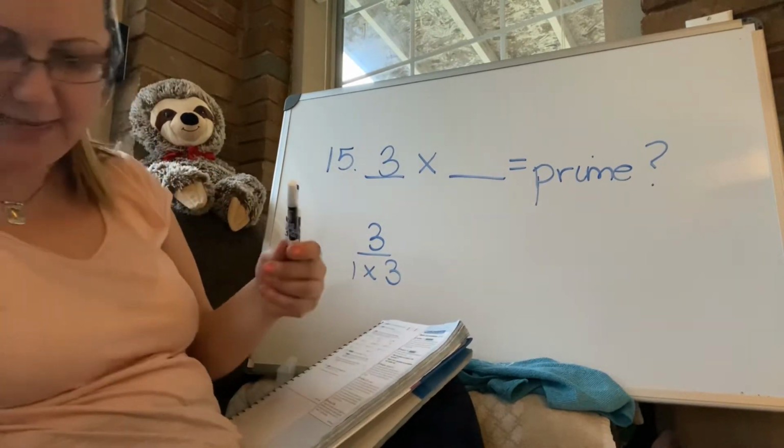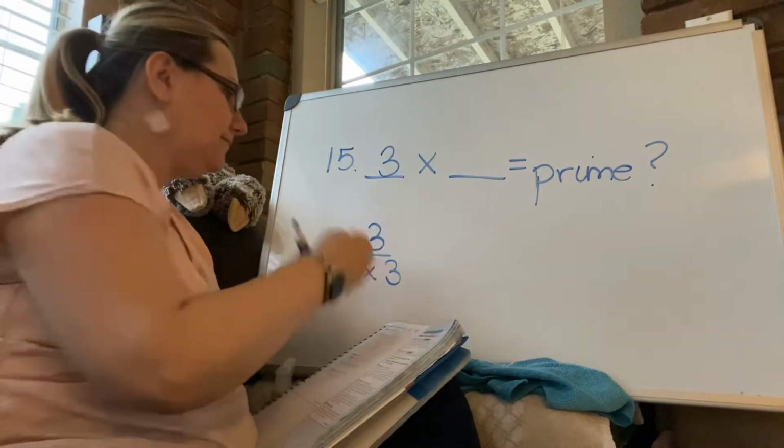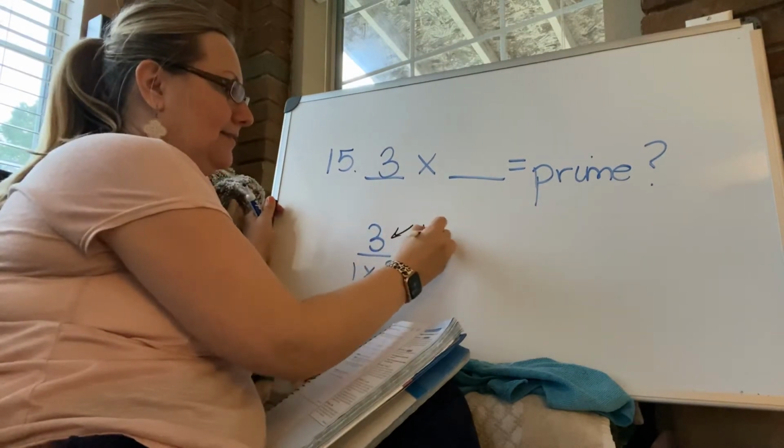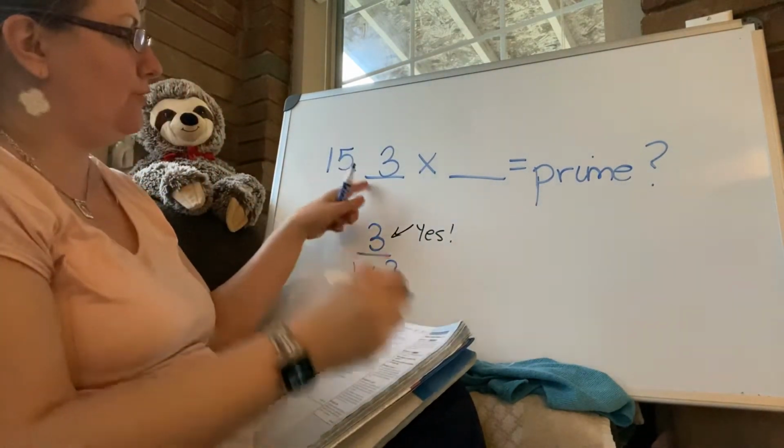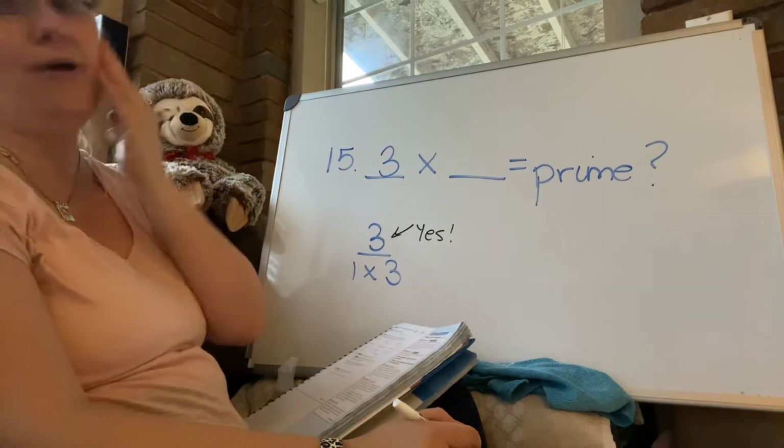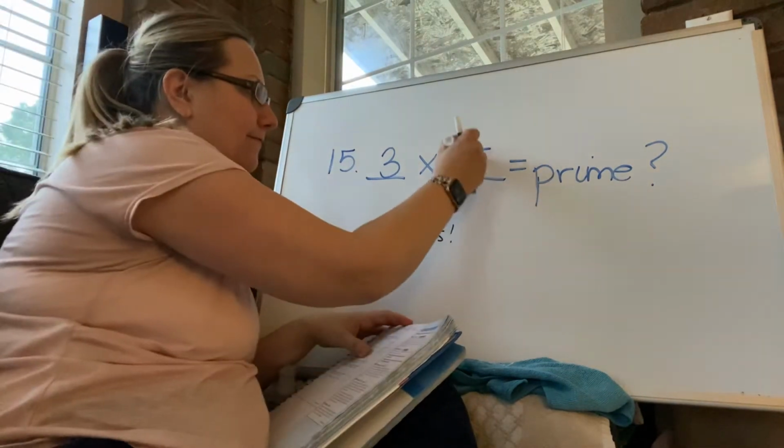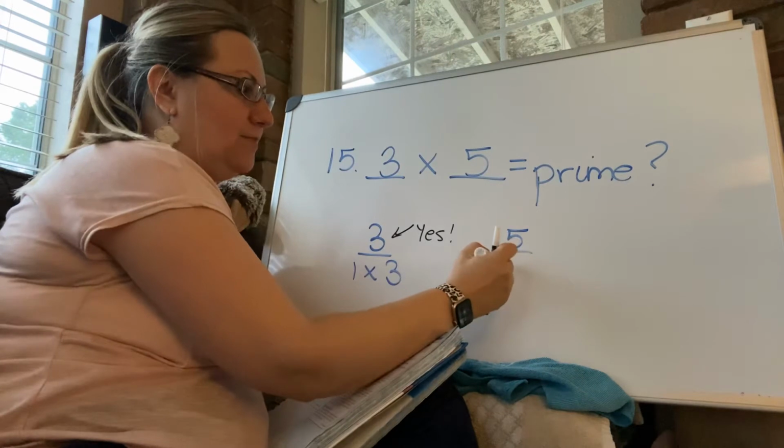Where is my red pen? It kind of lost it. Okay. So this is like, yes, that is a prime number. So 3, and then let's try another prime number. How about 5? Check to see if 5 is a prime number.